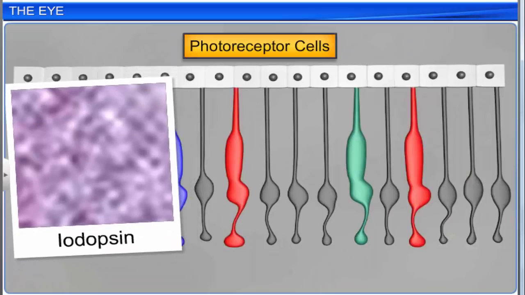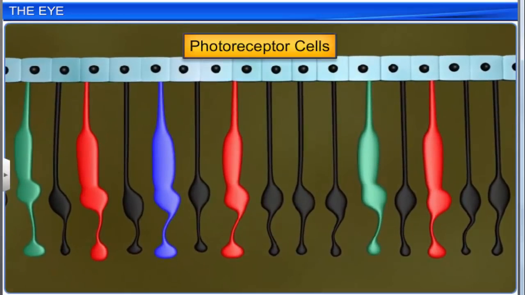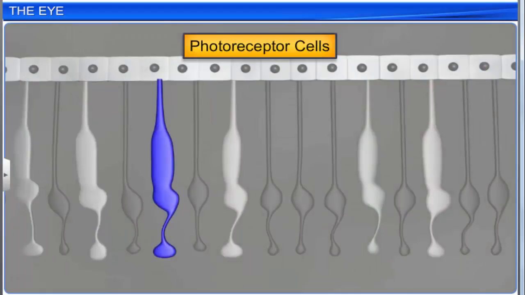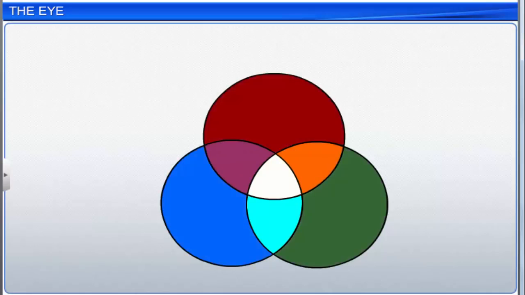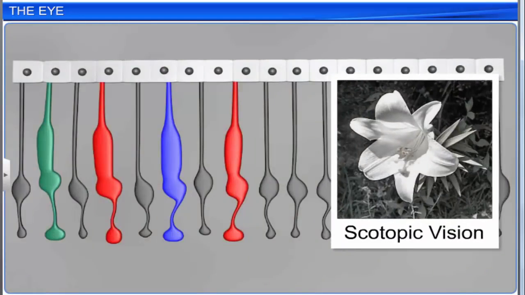A violet pigment called iodopsin is present in the cones, which are sensitive to bright daylight or photopic vision. Cones are of three types and contain different photopigments and respond to red, green and blue light radiations. Other colors are detected by simultaneous stimulation of more than one type of cones. Equal stimulation of all the three cones produces a sensation of white light. The cones are insensitive to dim light, so a person cannot see colors at night.